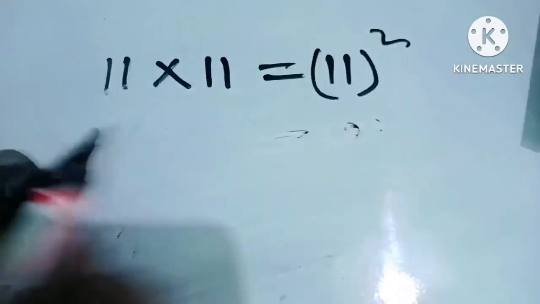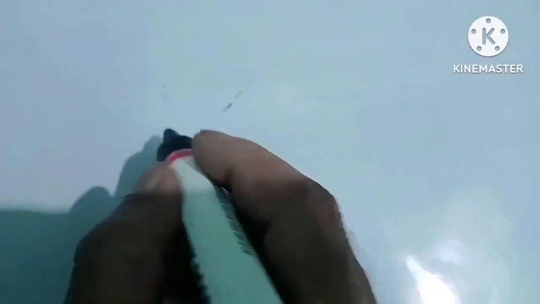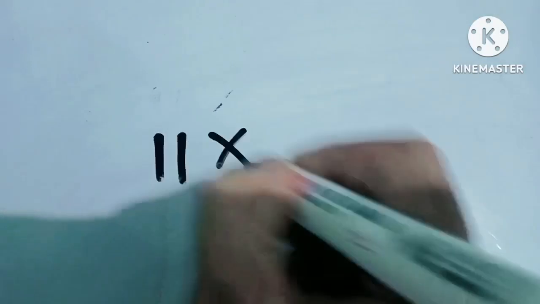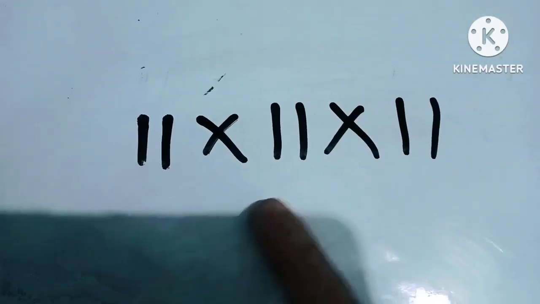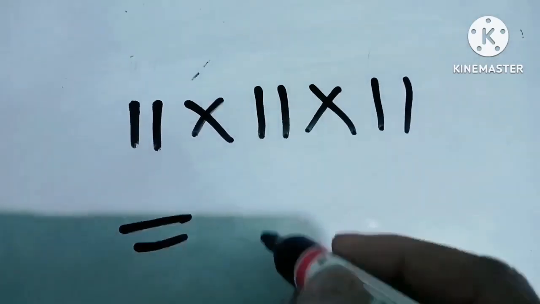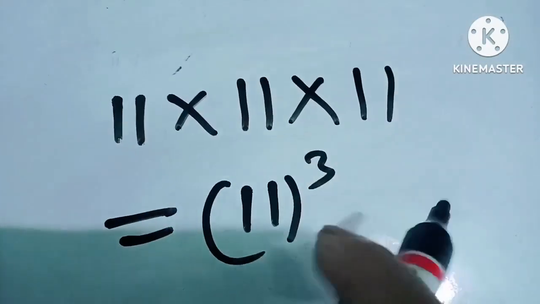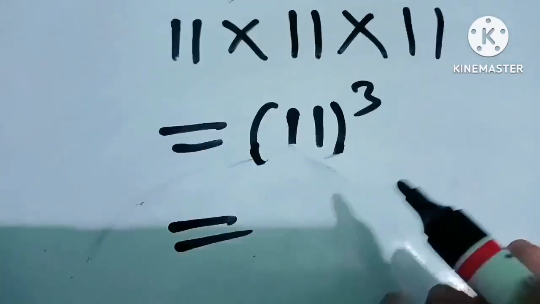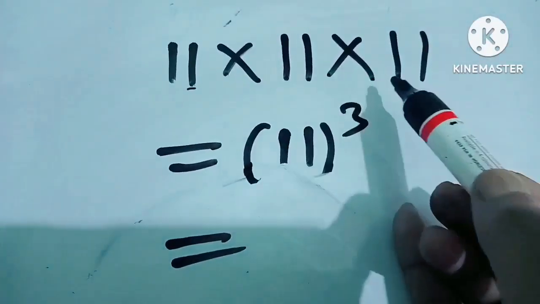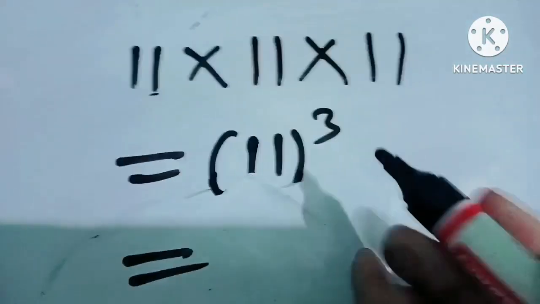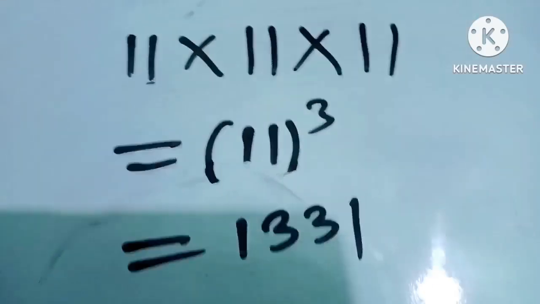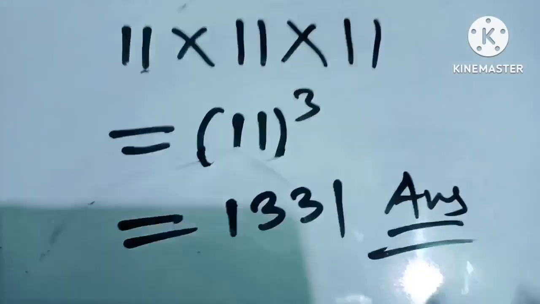Now in this way, when we multiply a number by itself 3 times, the product is known as cube. Suppose we multiply 11 multiply 11 multiply 11, we have multiplied the number by itself 3 times. So what can we write? 11 to the power cube. Now the value of 11 cube, if we multiply it by itself 3 times, what will come? The answer is 1331.